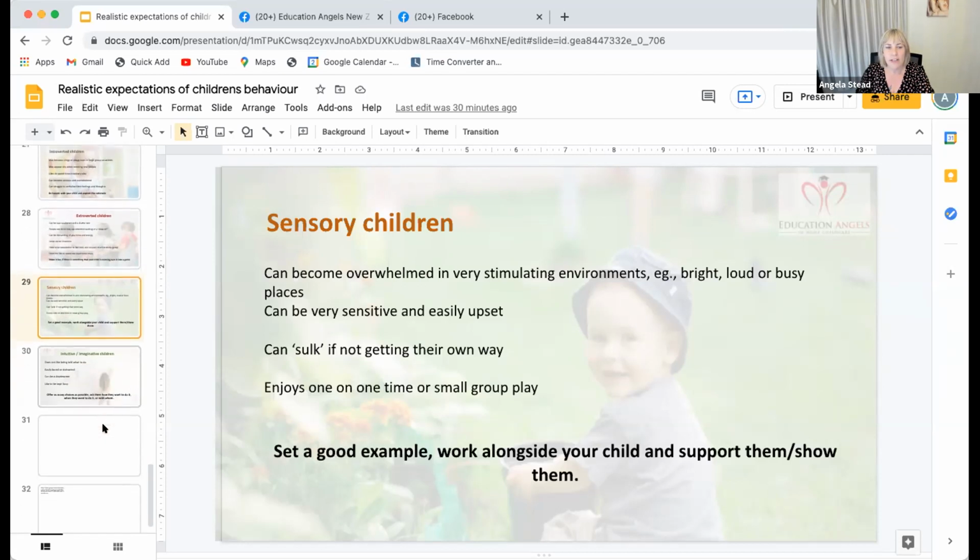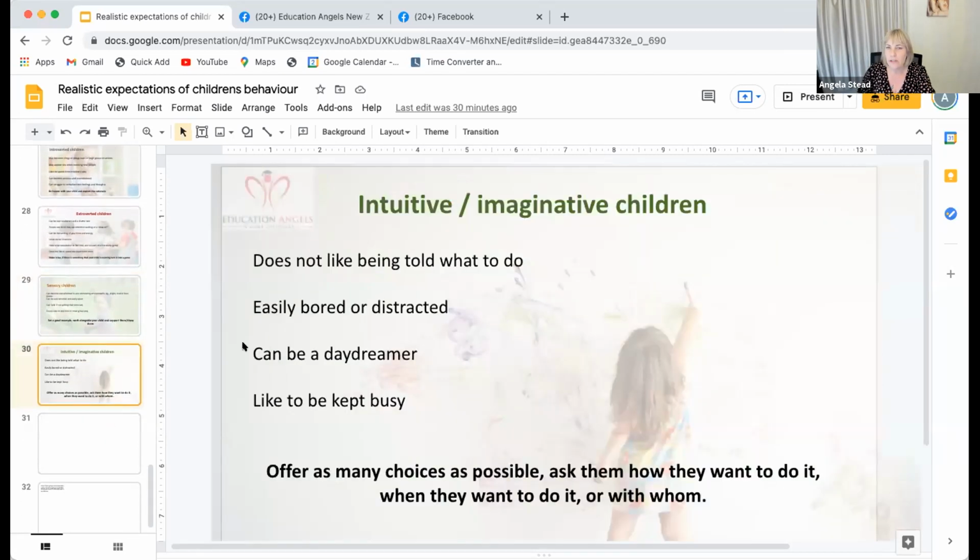And then finally, we have the intuitive or more imaginative and creative child. So interesting, all children are intuitive. Remember, it's the whole brain. We are all of this profile, but for some children, it's quite a dominant style for them. That's a dominant part of their brain.